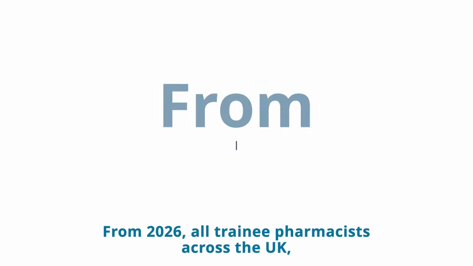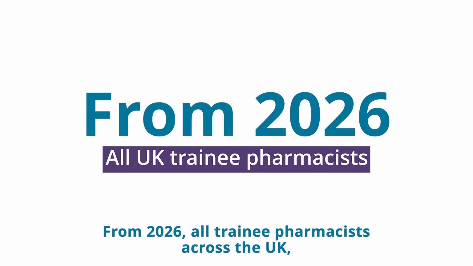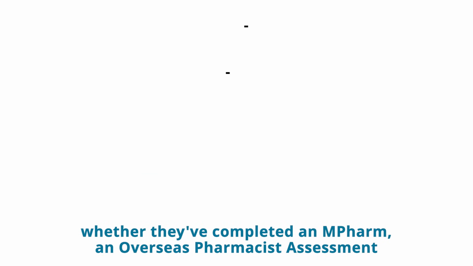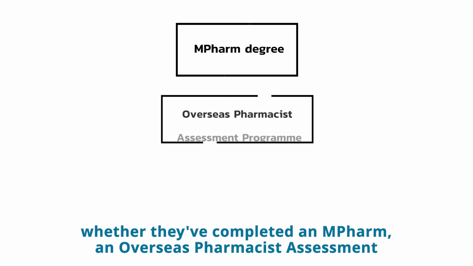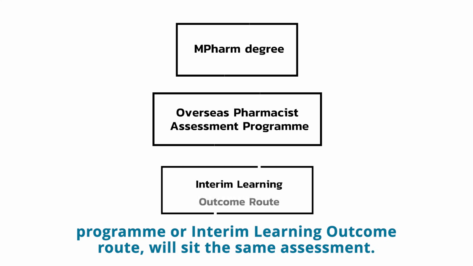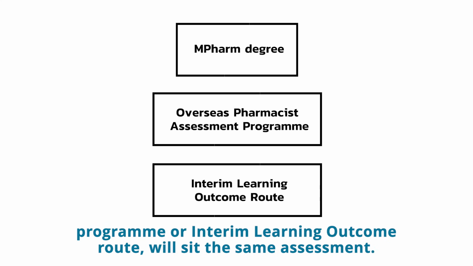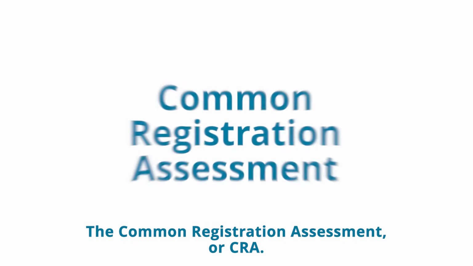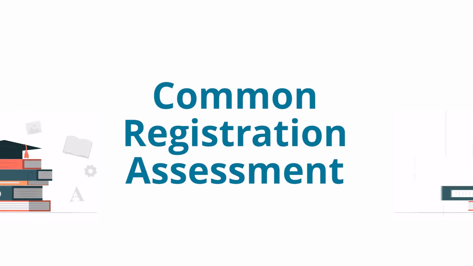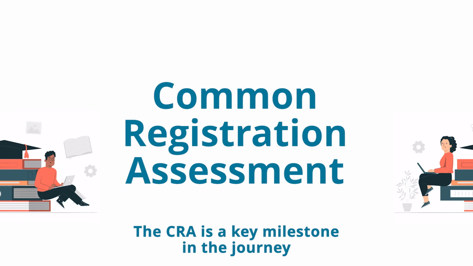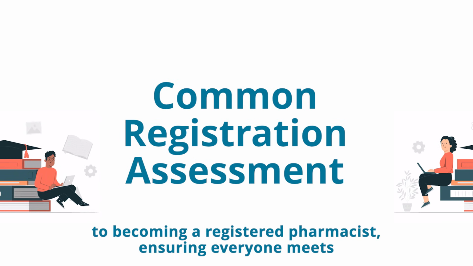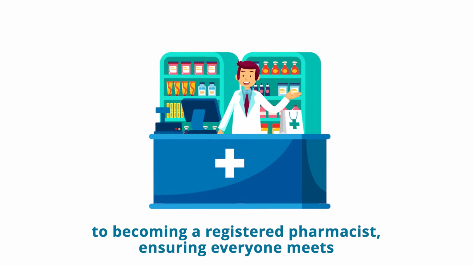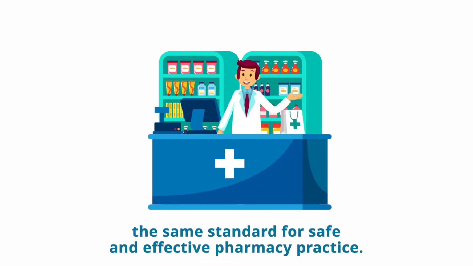From 2026, all trainee pharmacists across the UK, whether they've completed an MPharm, an Overseas Pharmacist Assessment Programme or Interim Learning Outcome routes, will sit the same assessment, the Common Registration Assessment, or CRA. The CRA is a key milestone in the journey to becoming a registered pharmacist, ensuring everyone meets the same standard for safe and effective pharmacy practice.